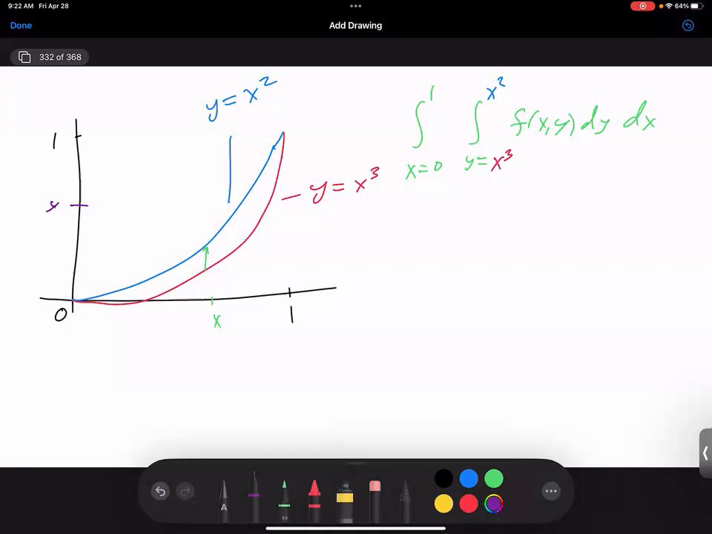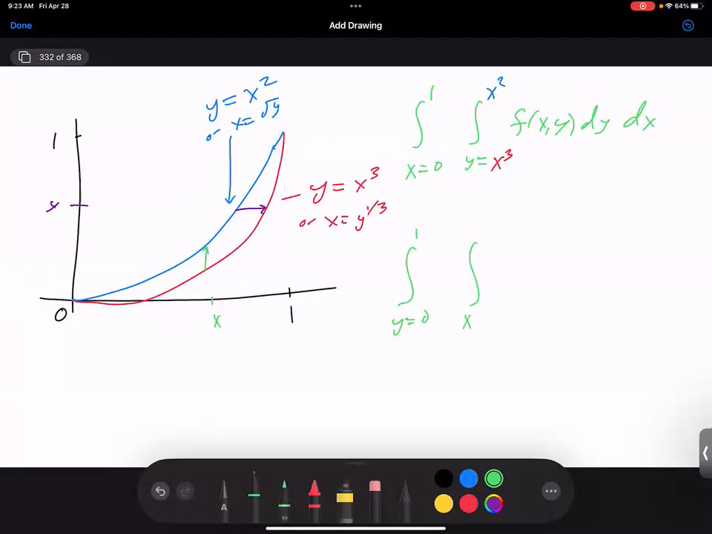And if I fix the value of y, I can now look and see what is the range of x. So I have to write my functions as functions of y, not as functions of x. So if y equals x squared, how would I write this? Not y as a function of x, but x as a function of y. So this would be x equals the square root of y. And the other one would be x equals the cube root of y. So if I wanted to integrate with respect to x first, it would be the integral, y goes from 0 to 1.